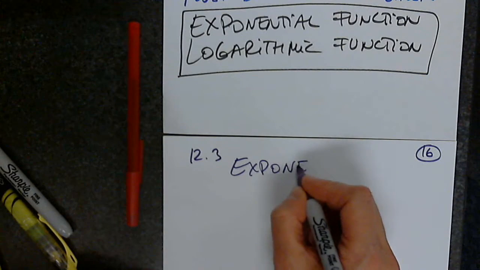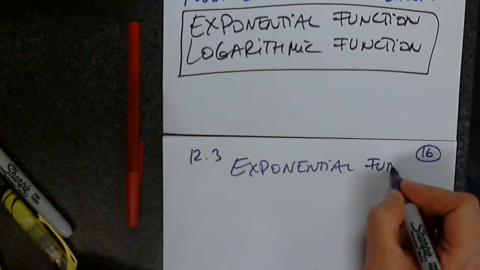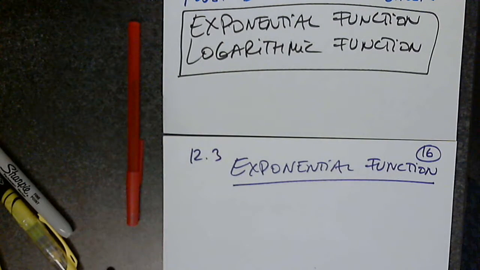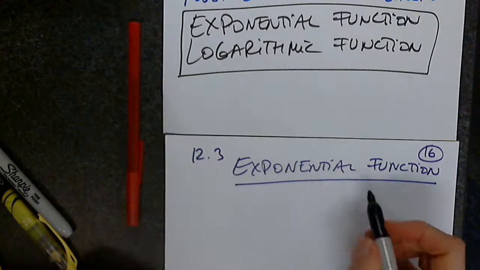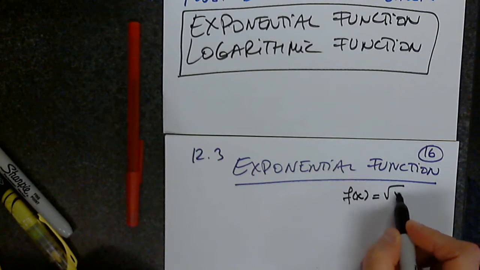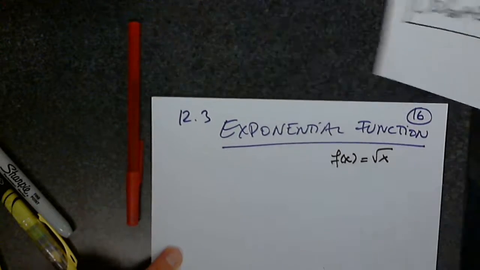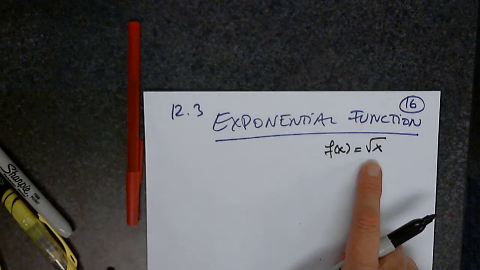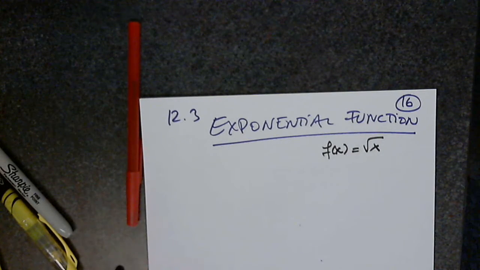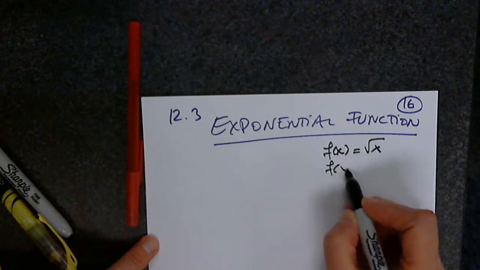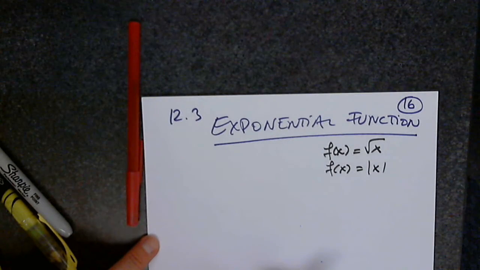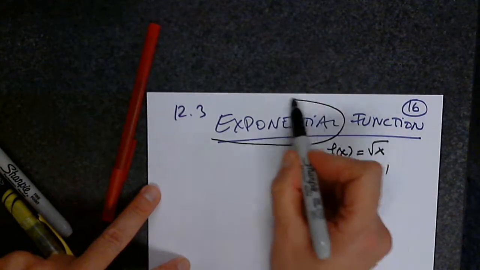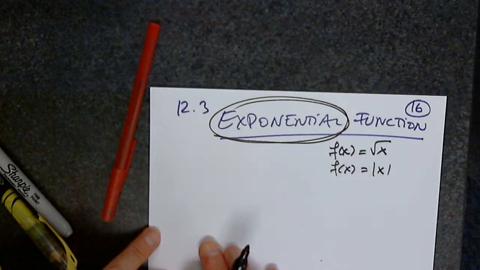Exponential function. So here's the first question for you. Why do you think this function is called how it is called? Why is this function, x minus 1, called a square root? Why is this function called an absolute value? Because you can see the absolute value. So then there must be something about the exponent of this function.